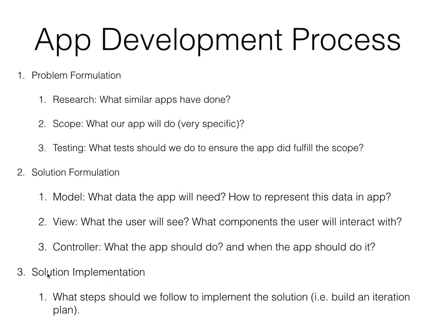Then the scope. After you do that research, the scope is what you're actually going to do. A very specific statement of what your app is intended to do. And then testing is essential. If you know what the app needs to do, you should be able to determine how you will test it. Now, this happens before you even create the app.